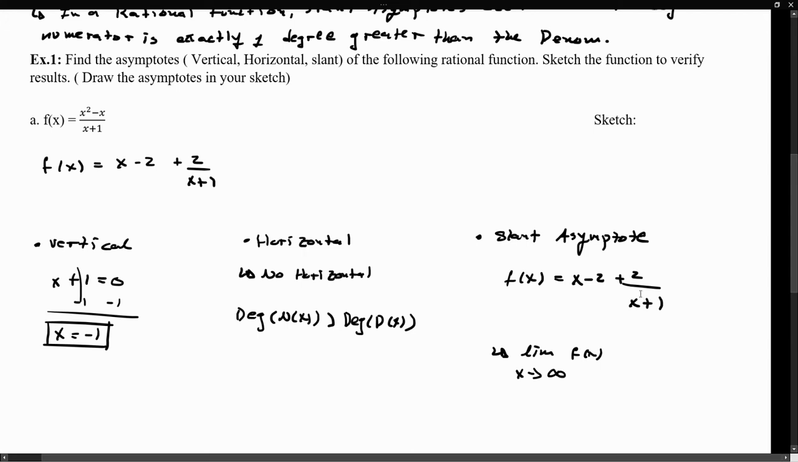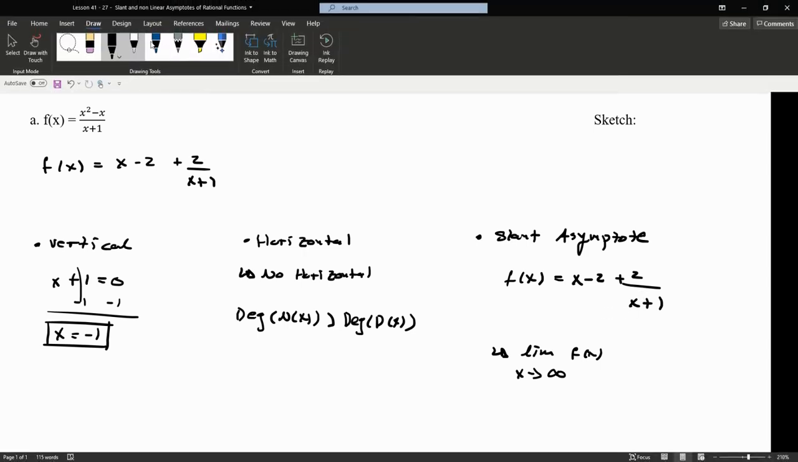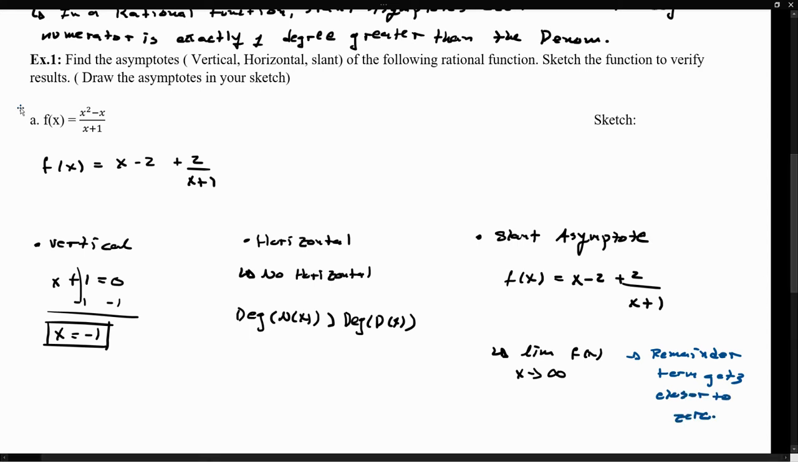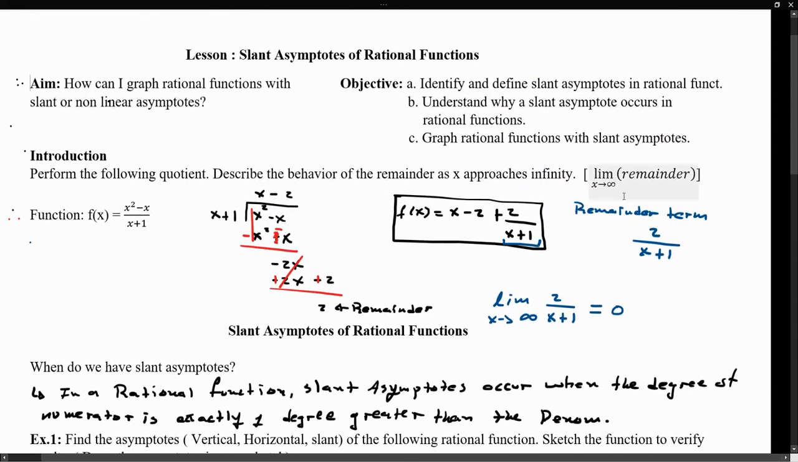Well, I know one thing for sure. I know that as x is getting larger and larger, the remainder term gets closer to 0. Because that's exactly what we have shown here. Notice that if I take a look at my remainder term, as x becomes larger and larger, this whole term goes to 0, therefore we can just say that it disappears.